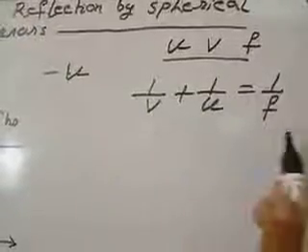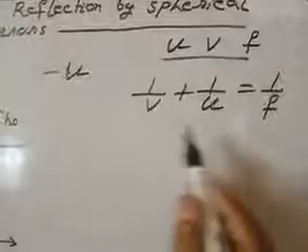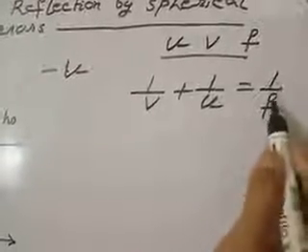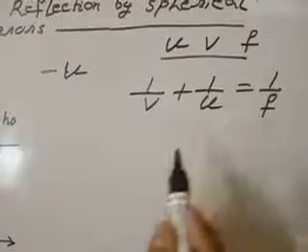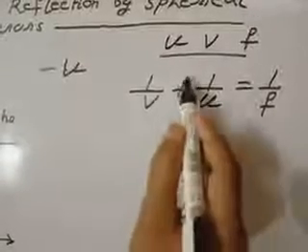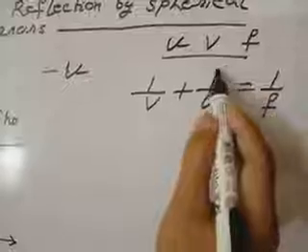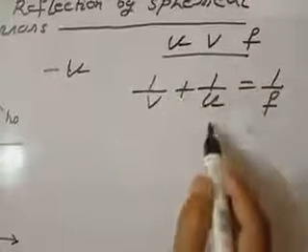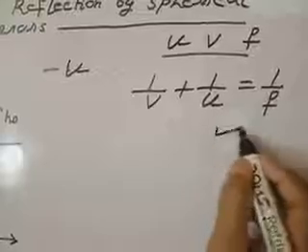Again I am repeating. State the mirror formula. According to the mirror formula, the reciprocal of the focal length is equal to the sum of the reciprocals of the image distance and object distance. This is the mirror formula.